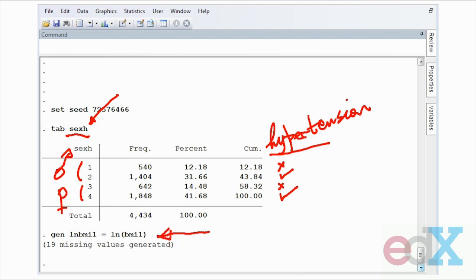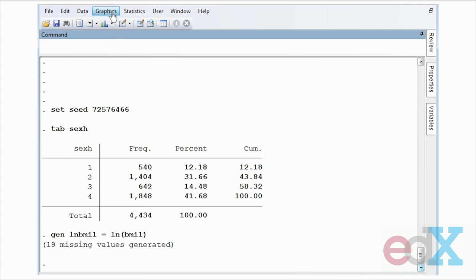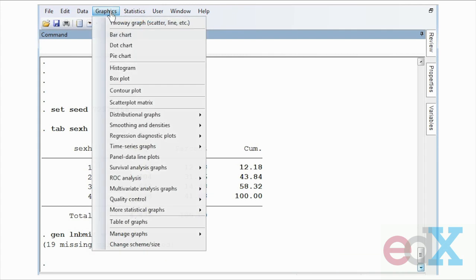Remember, with the analysis of variance, we need to assume normality. So that's why I took the logarithm. It's closer to being normally distributed than the raw BMI. Let's take a look at what happens in these 4 groups. To help us do that, let's look at the box plot.